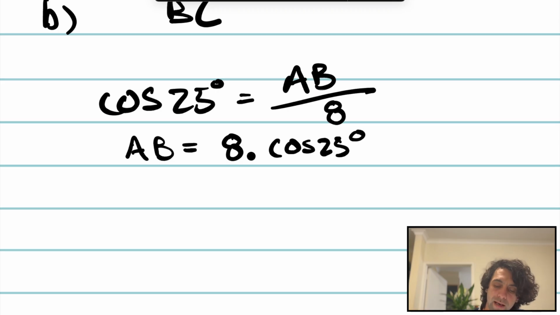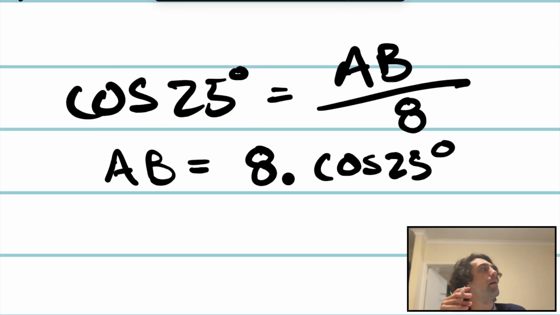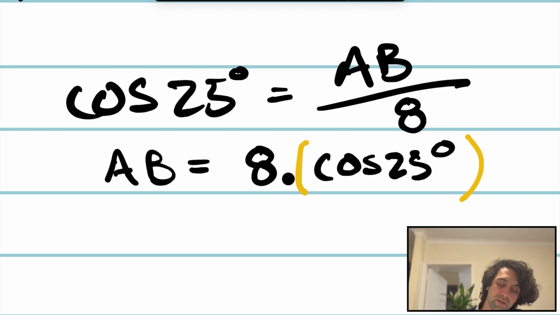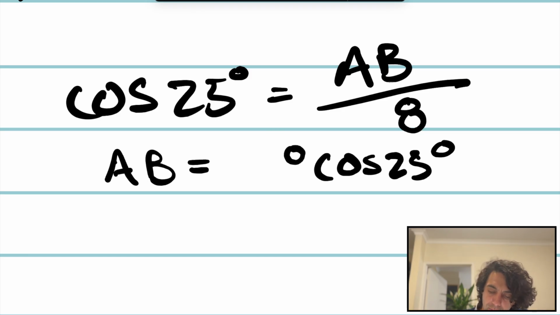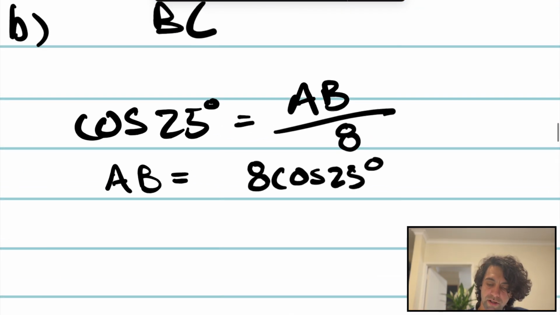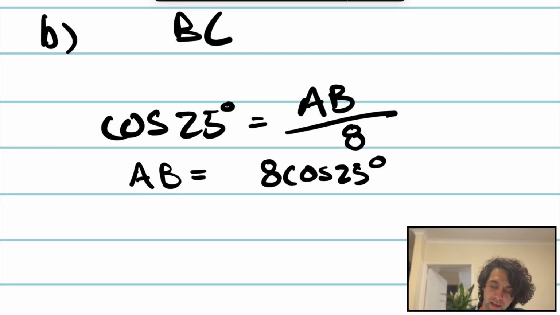Now, I just want to show you something about the way we write or express mathematics in trigonometry. We don't always put the multiplication sign, and we also don't usually put brackets over here. There's a very simple way to write this, and that is just 8 cos 25. 8 cos 25 means 8 multiplied by cos of 25 degrees. That's a nice little technical way that we typically write trig functions.